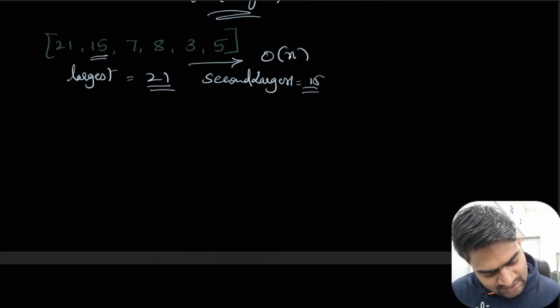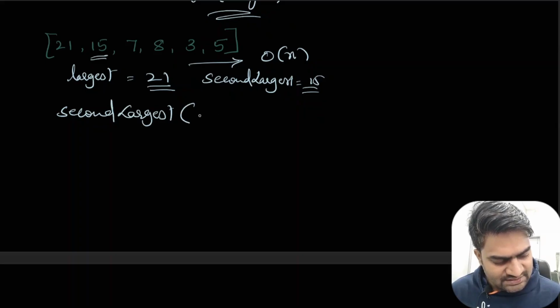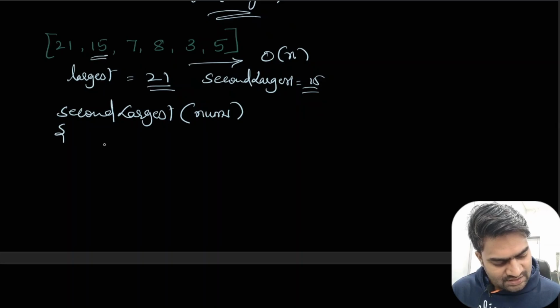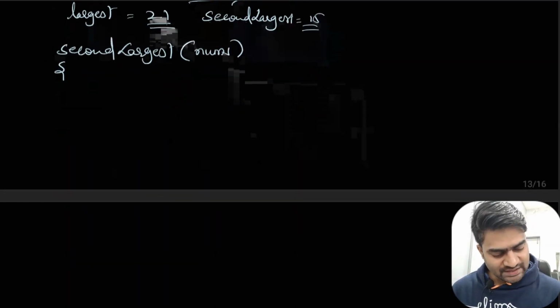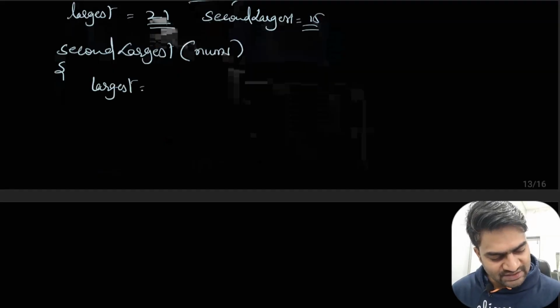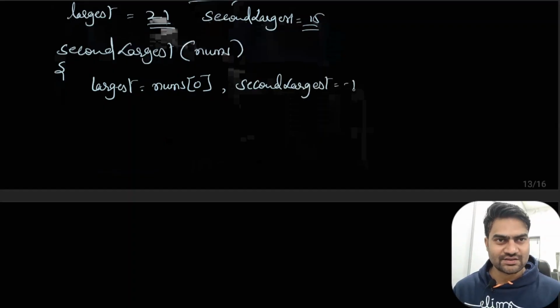So what I will do, I will write a second largest method. It takes the nums array. Then I will declare two variables. One is largest, and I'll assign my first number to it, nums of 0. And I will take the second largest variable, and let's assign -1 to it.